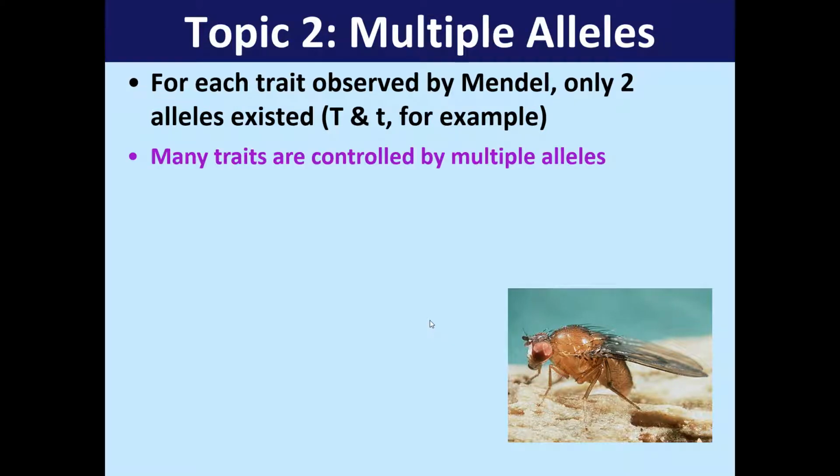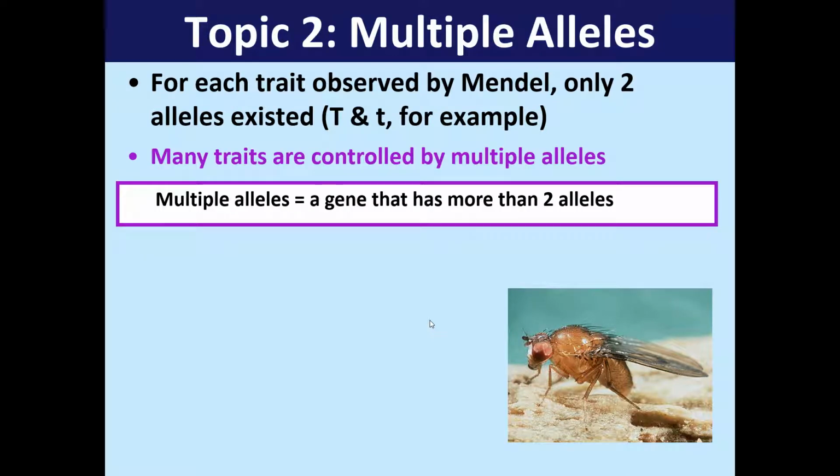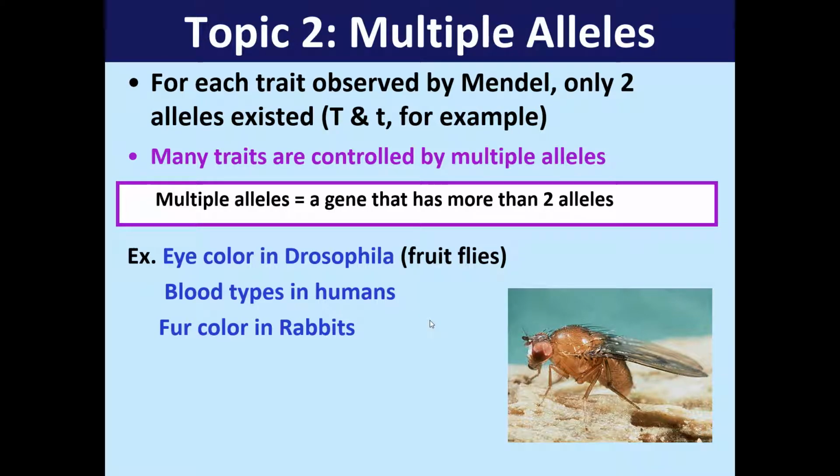Many traits are controlled by multiple alleles. Multiple alleles are a gene that has more than two alleles. So we have eye color in Drosophila, blood types in humans, and fur color in rabbits.